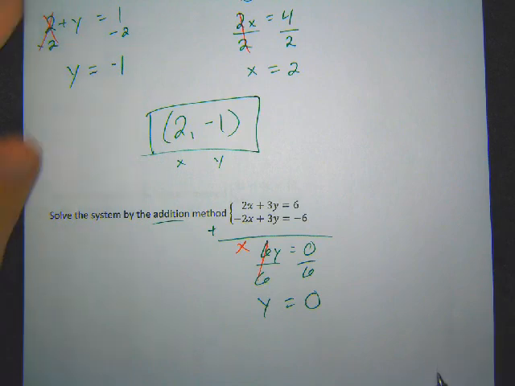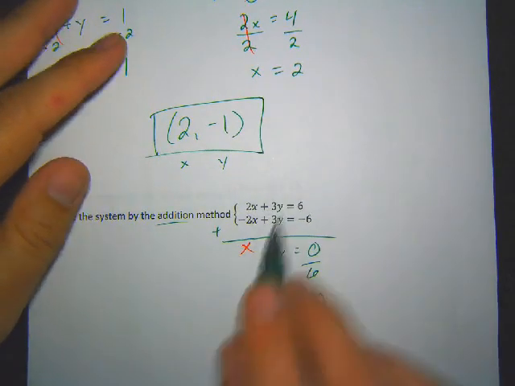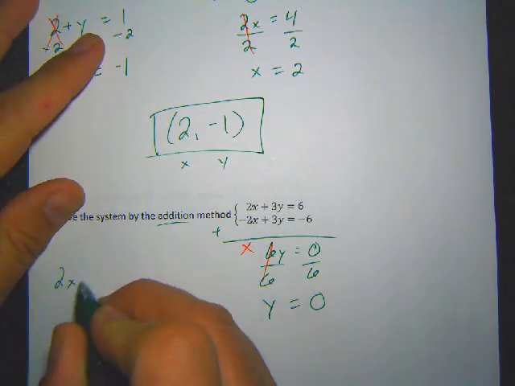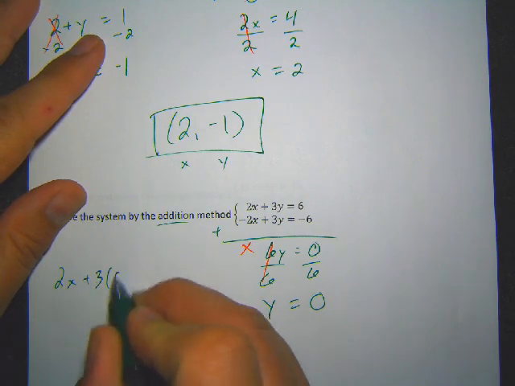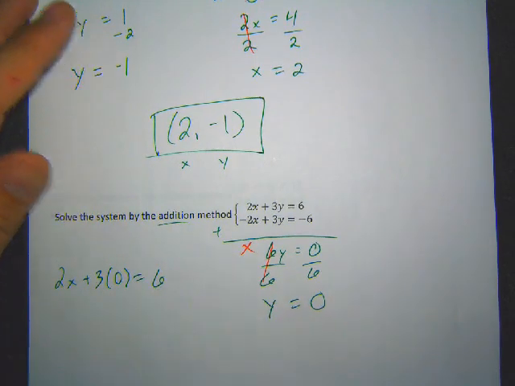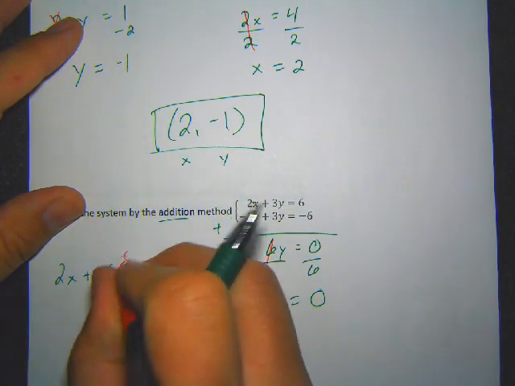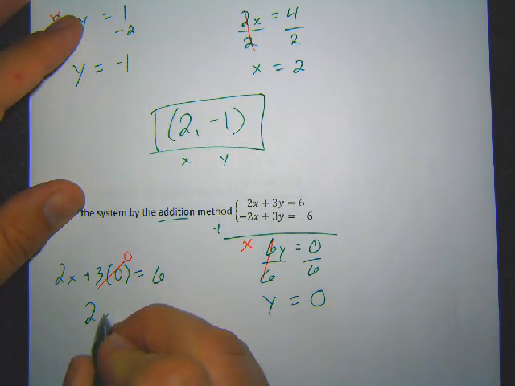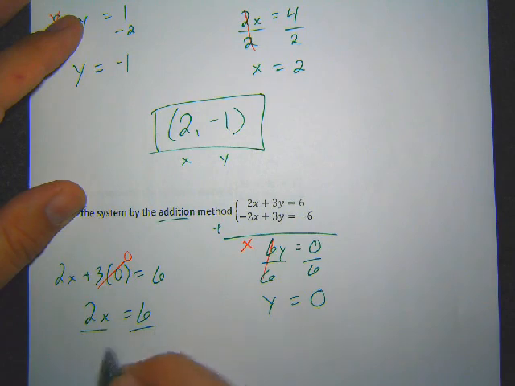Now we're going to go back and figure out what x is. Again, I'm going to pick either one of these equations. I'll go with the top one. 2x plus 3 times 0 should be 6. 3 times 0 is just 0. So I get 2x equals 6. Divide by 2 on both sides.